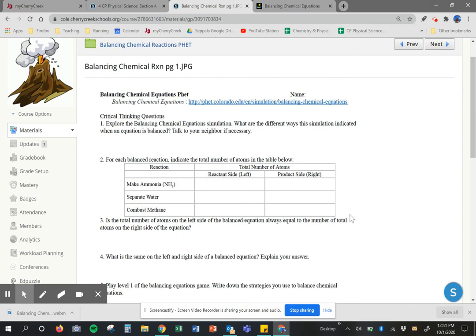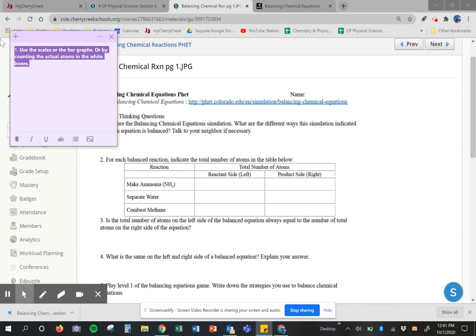How many total number of atoms are in the combustion of methane on each side? Pause. And we're back. You should have number 1 taken care of, and you should have this whole chart taken care of. Let's do number 3.